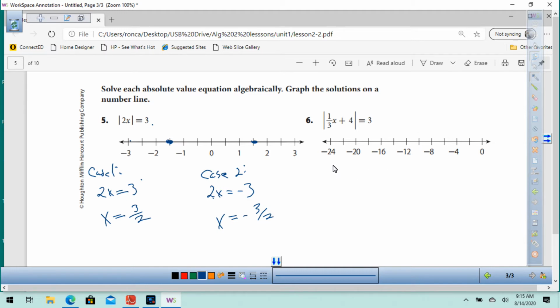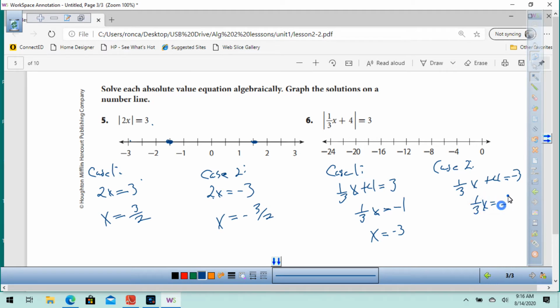Now let's try number 6. Case 1: 1/3 x plus 4 equals 3. Case 2: 1/3 x plus 4 equals negative 3. Subtract 4 from both sides and you get 1/3 x equals negative 1. Multiply both sides by 3 and you get x equals negative 3. Over here, subtract 4 from both sides: 1/3 x equals negative 7. Multiply both sides by 3 and you get x equals negative 21. Negative 21 would be right there, and negative 3 would be right there. And there you go.